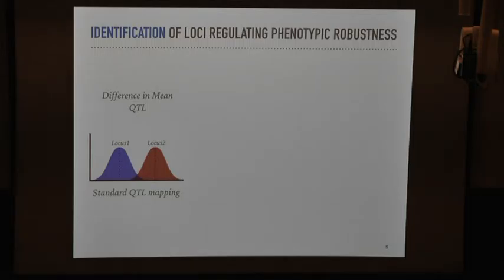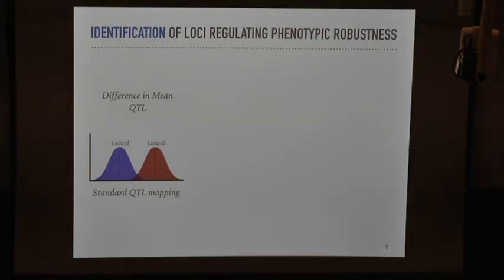Standard QTL mapping takes a single marker, a biallelic marker in a population, and asks whether the population, which now divides based on the alleles of this marker, is significantly different in the mean, assuming the variances are equal. This is what standard QTL mapping does. These are the two variances of the two alleles of a single marker, and the variances are equal. If the difference in mean is significant, you term that a quantitative trait locus.